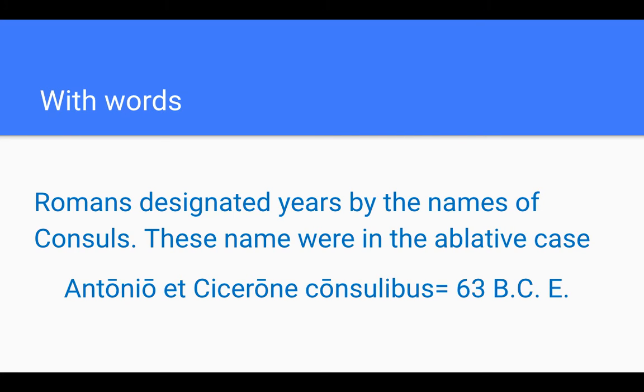These names were placed in the ablative case. Antonio et Cicerone consulibus equals 63 BCE, indicating the year that Antonius and Cicero were consuls of Rome.